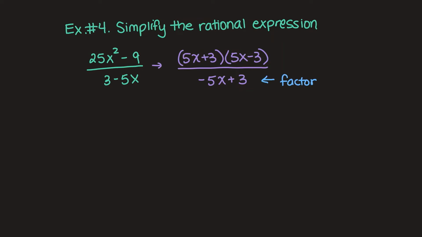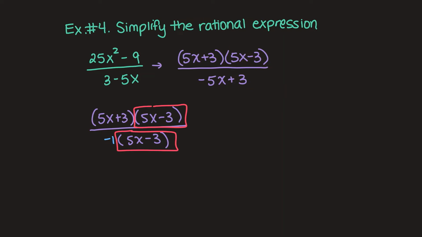However, if we factor out a negative 1 from the denominator, then now we have a common factor, and we can divide this out, and we are left with 5x plus 3 over negative 1, which is the same as negative 5x minus 3.